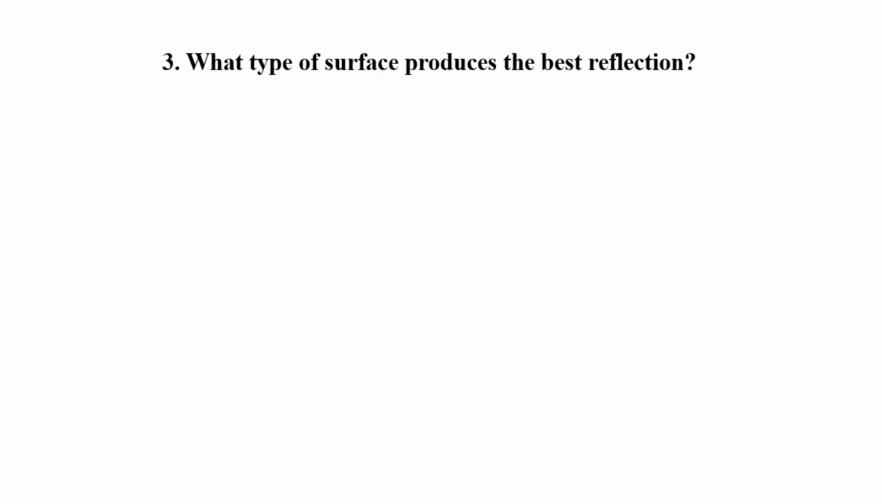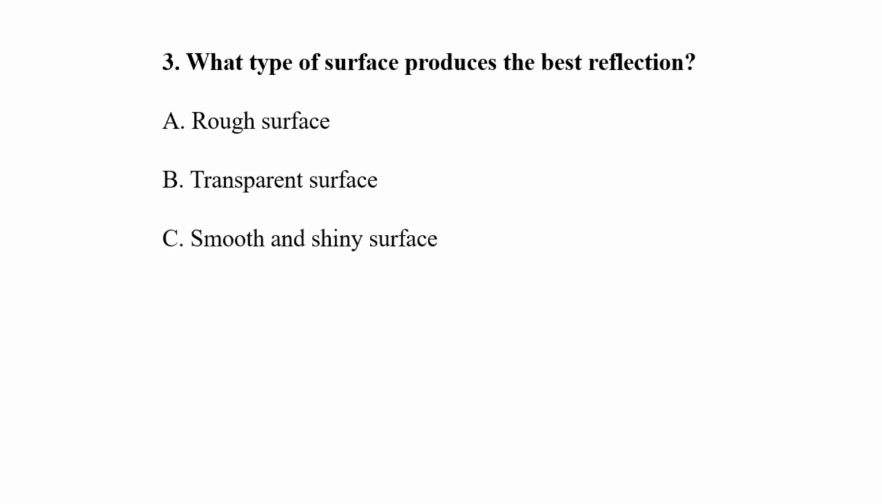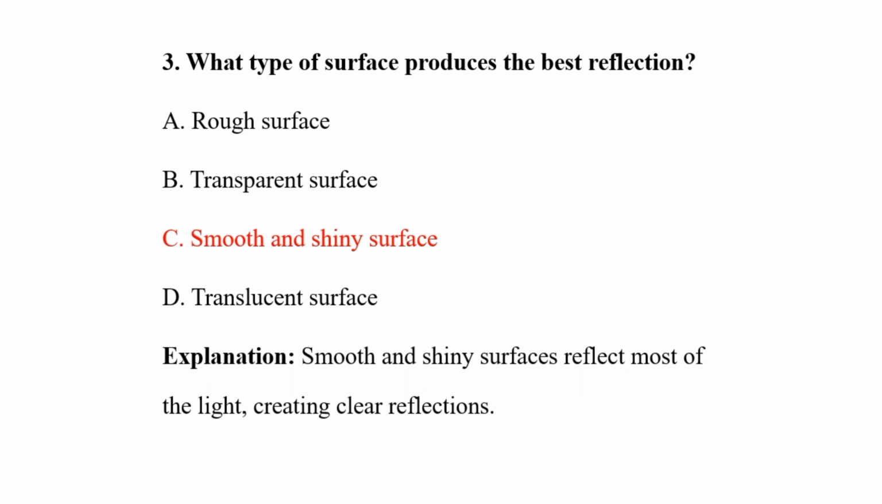Question number 3. What type of surface produces the best reflection? A. Rough surface. B. Transparent surface. C. Smooth and shiny surface. D. Translucent surface. The answer is smooth and shiny surface. Smooth and shiny surfaces reflect most of the light, creating clear reflections.